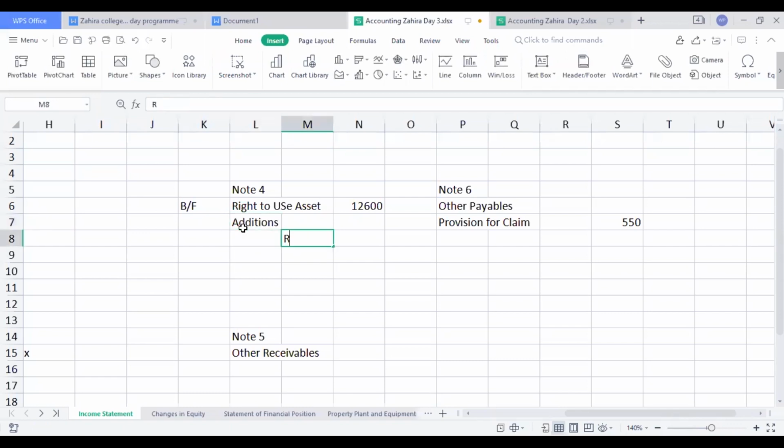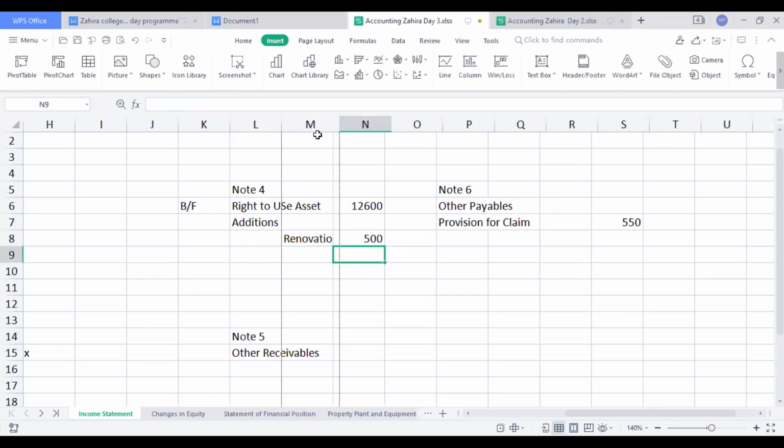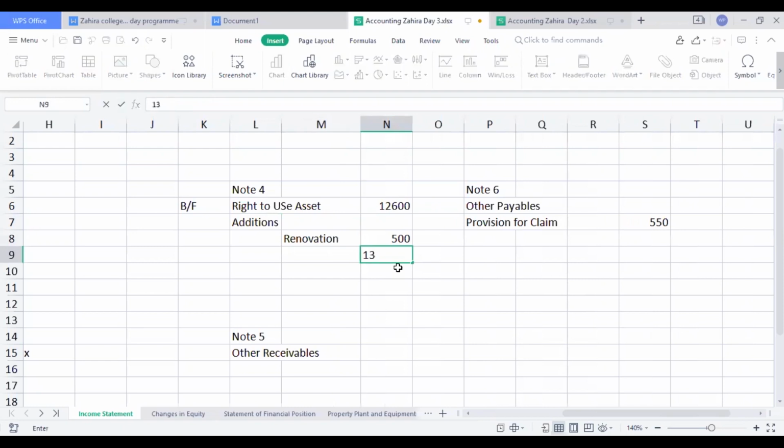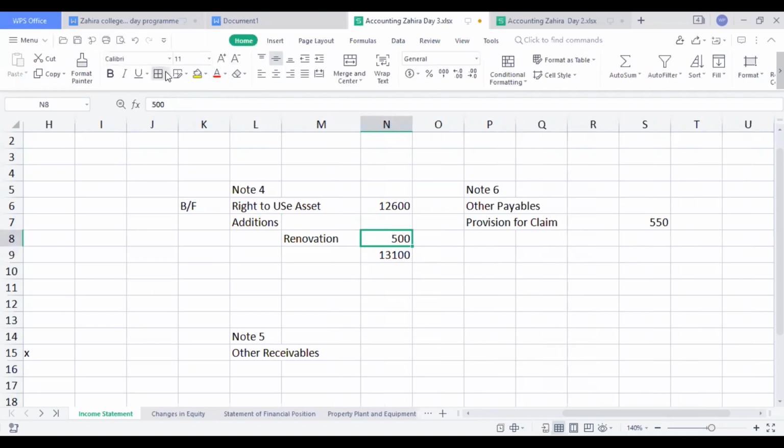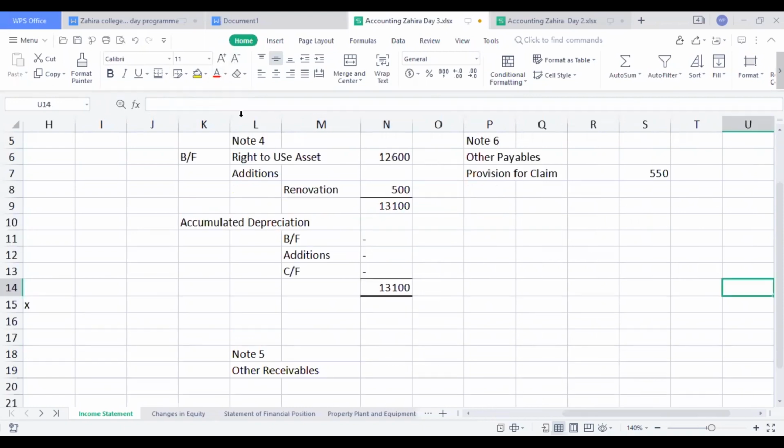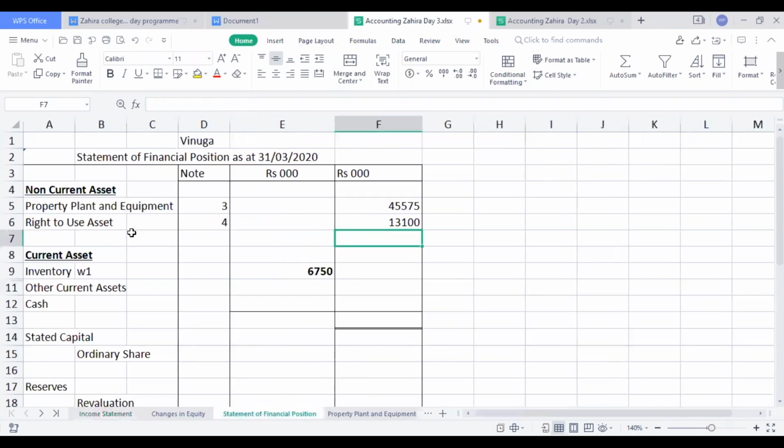I'll make it as renovation. Renovation is 500. So in total, the cost is how much, guys? 13,100. Because in non-current asset increment, as I said, it's a capital expenditure. You can't take it as a revenue expenditure. Then, okay, so once after writing this, please write the amount under non-current asset right to use asset 13,100.